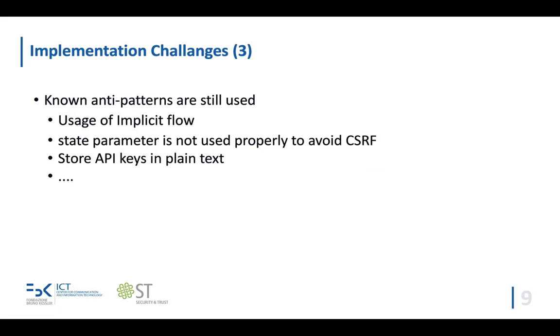Another problem is that this complexity leads to a lot of implementation flaws. And I think everyone is still seeing many kinds of implementation flaws and anti-patterns that are used in the world. Here, I just mention some of them, like usage of the implicit flow, storing the API key in plain text, which is very common in the context of native apps, and improper validation of the state parameter that could lead to CSRF attacks, and a lot more. And these kinds of anti-patterns lead to different vulnerabilities.